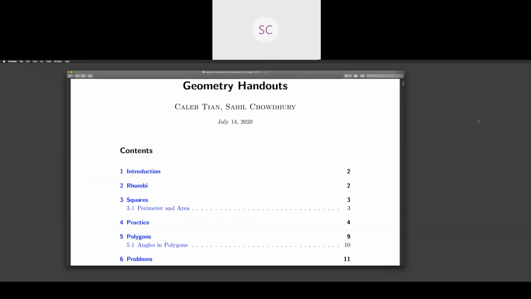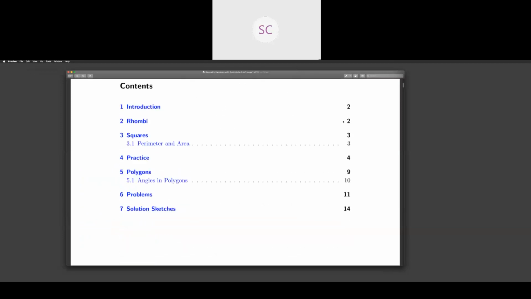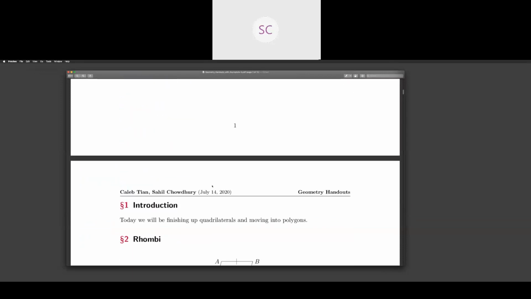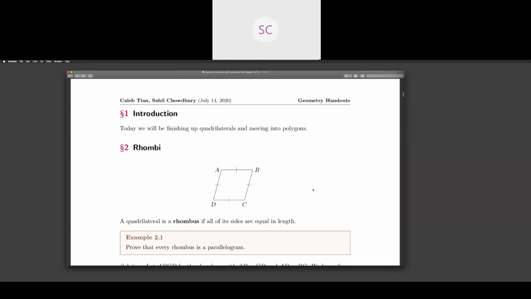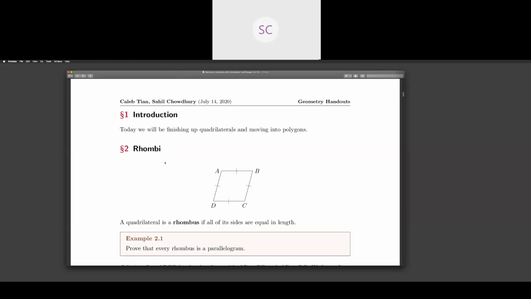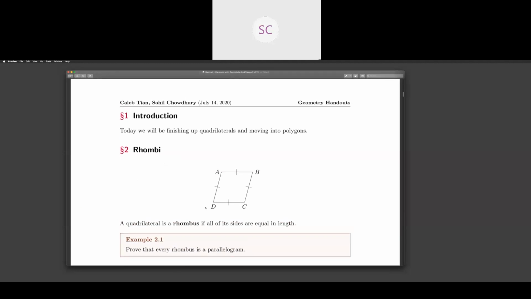Yes. Okay. So today we're going to be finishing up a shape, and then we're going to go on to polygons. So the last time we were here, we stopped with the Rhombi, and we're going to start with a quick proof of the Rhombi property.